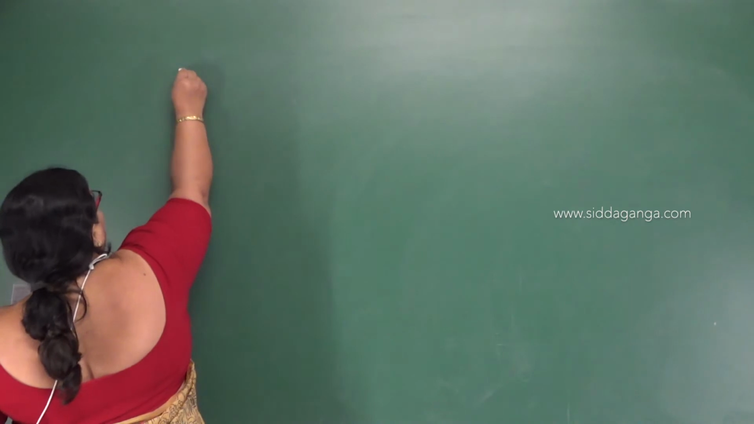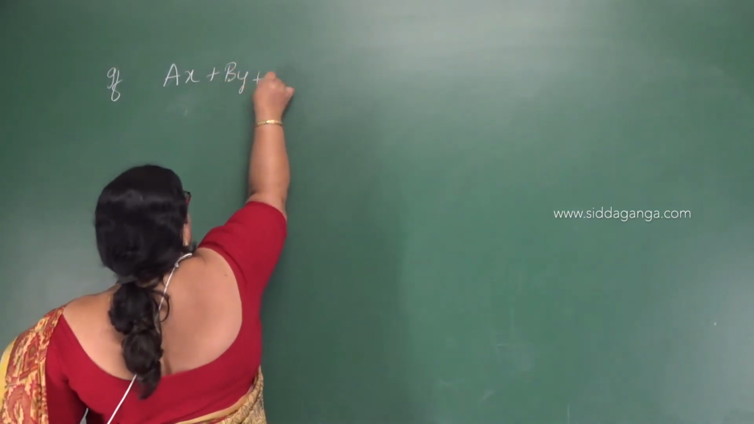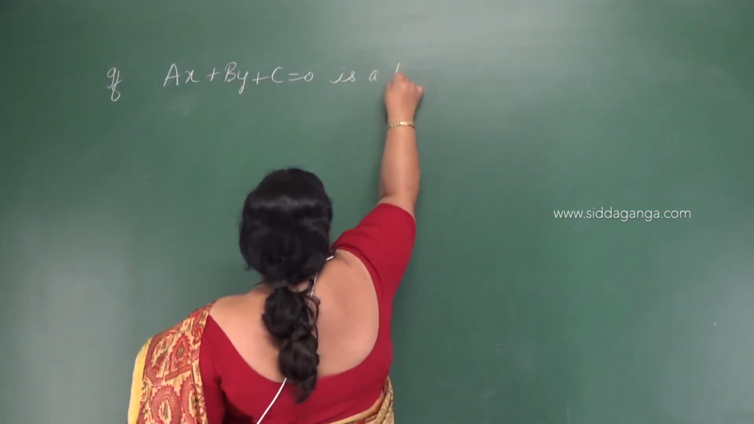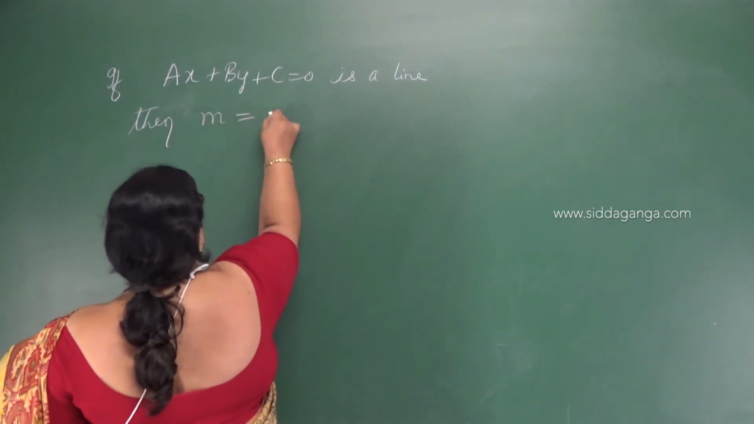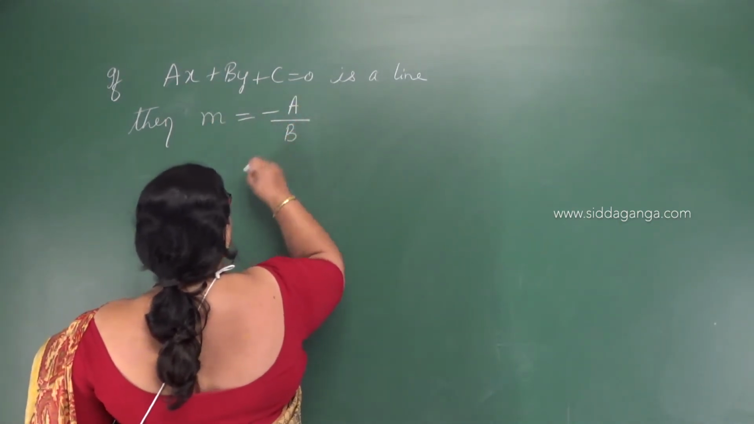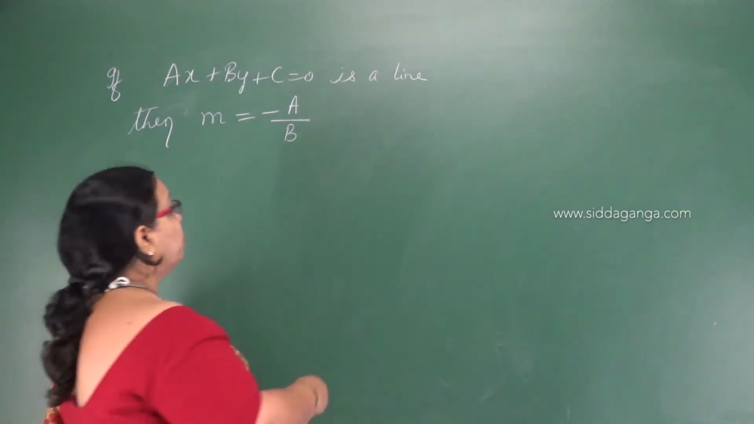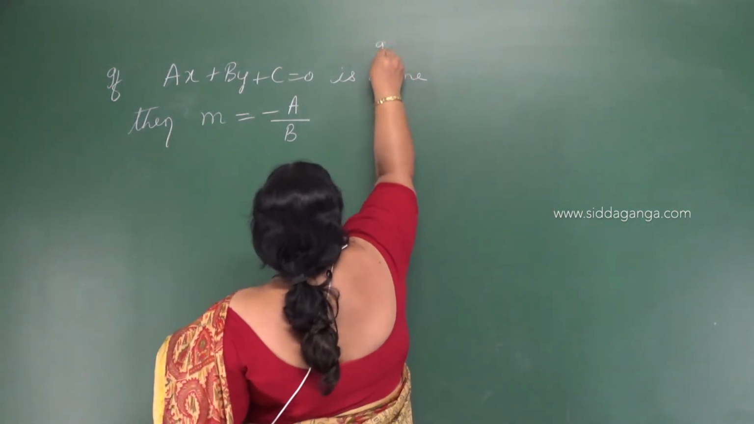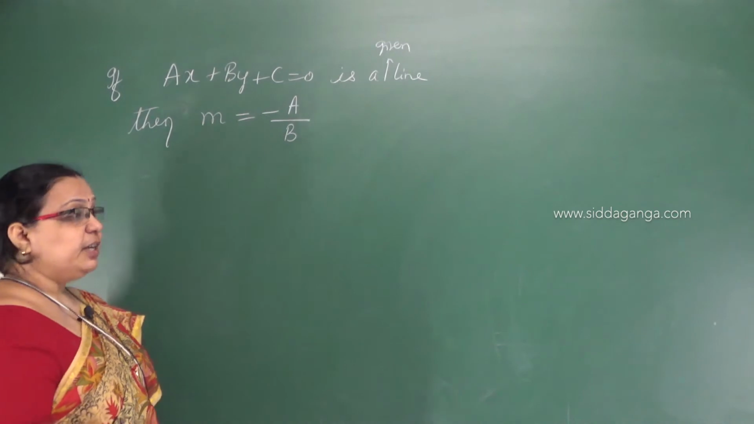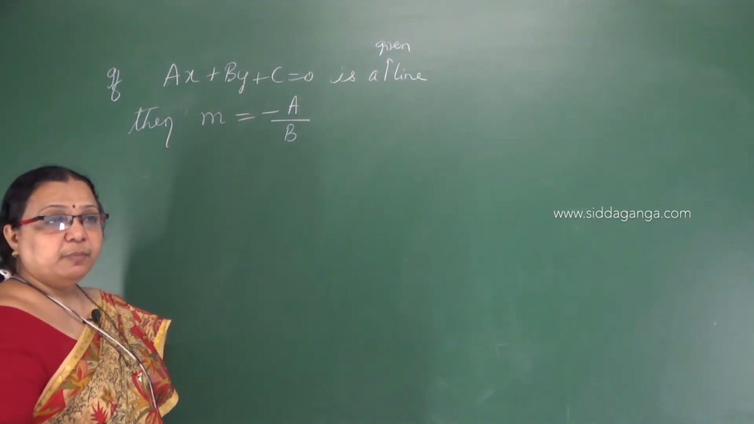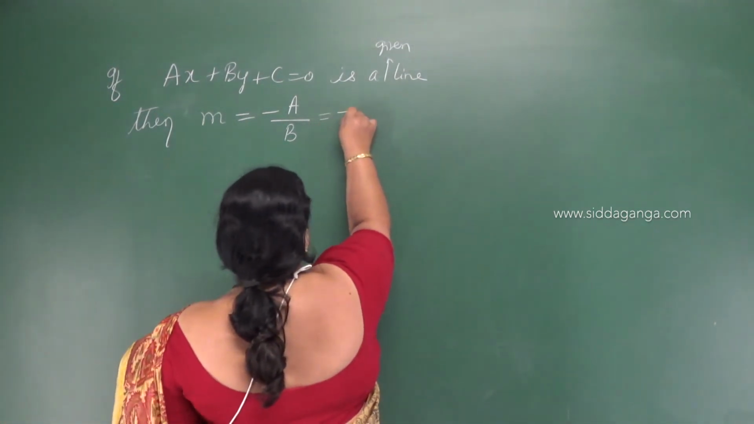Already we know that here. If ax plus by plus c equal to 0 is a line, then the slope of that line is given by minus a divided by b. So if ax plus by plus c equal to 0 is the given line, and it is in that form, then its slope, denoted by m, is given by the formula m equal to minus a divided by b.